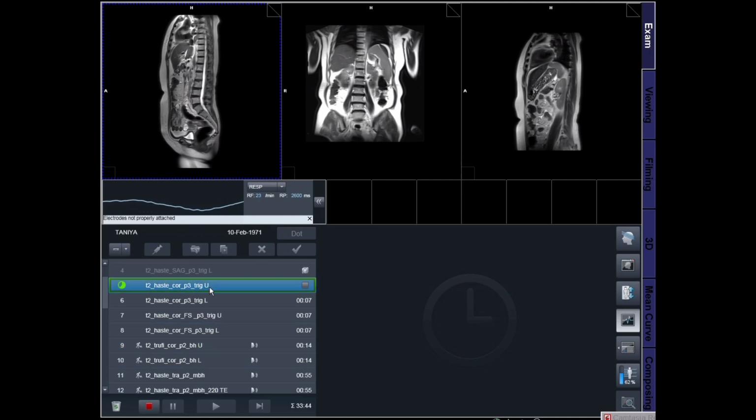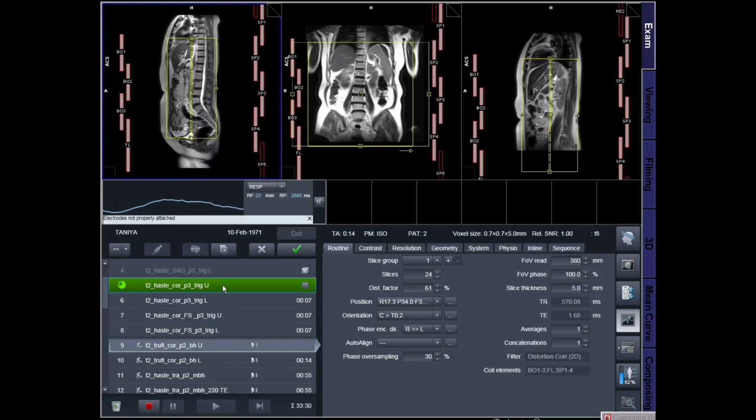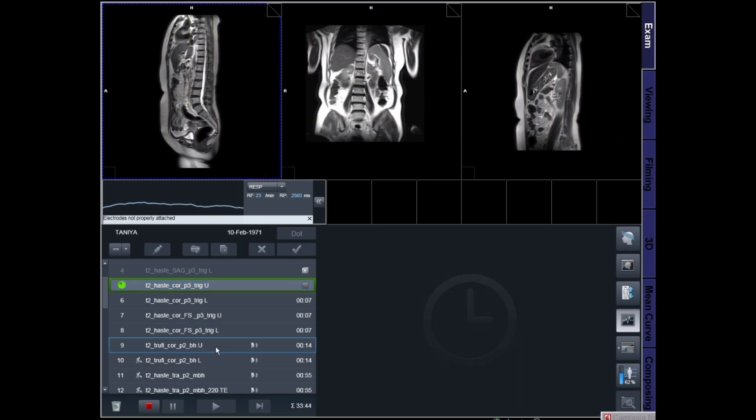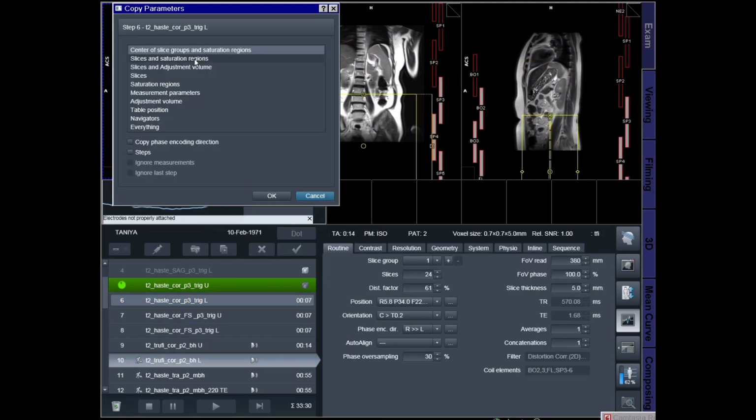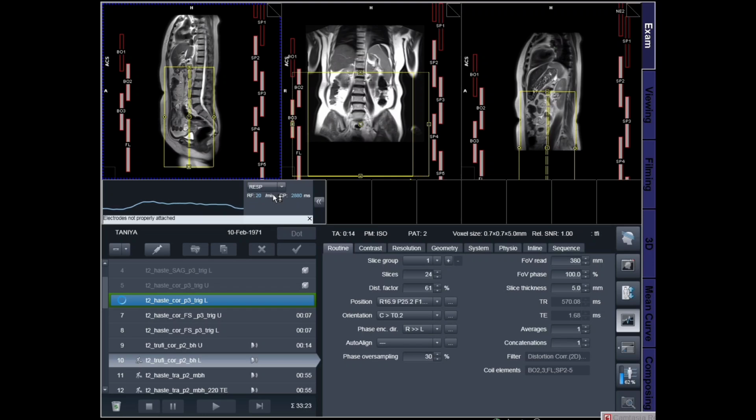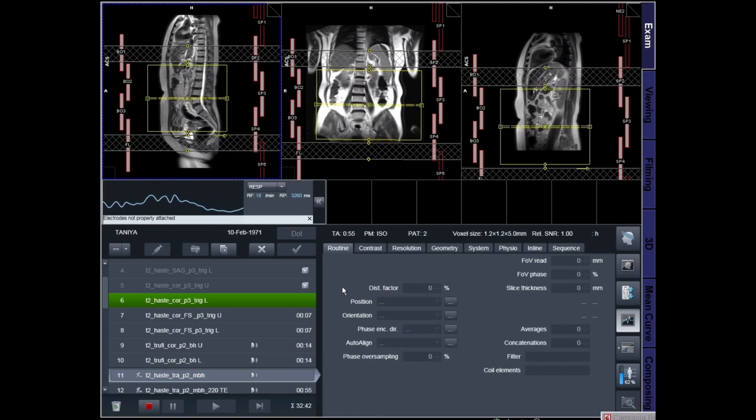Sequence planning. Axial T1 weighted imaging. The first sequence typically performed is axial T1 weighted imaging. This sequence provides good anatomical detail and helps in evaluating fat, hemorrhage, and lesion characteristics.